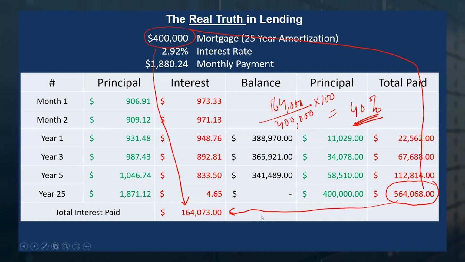It also applies to your other loans, like your car loans and things like that. So do not focus on the rate, focus on the interest volume that you're going to pay, because that is the real amount of dollars that you're going to pay on the transaction.